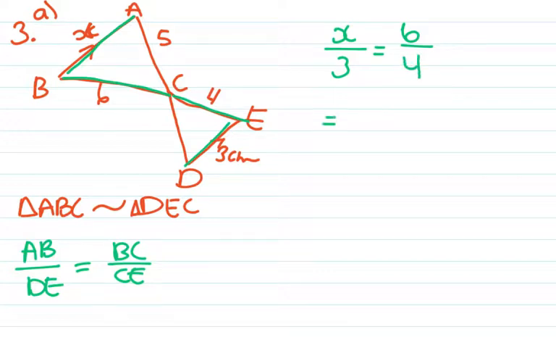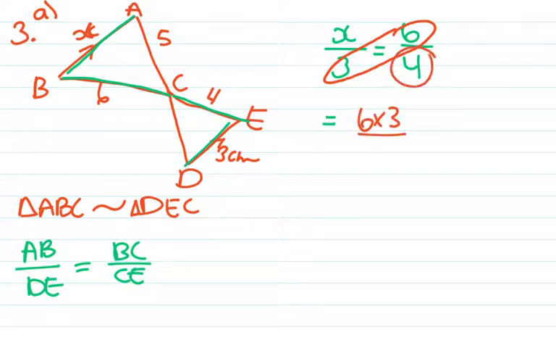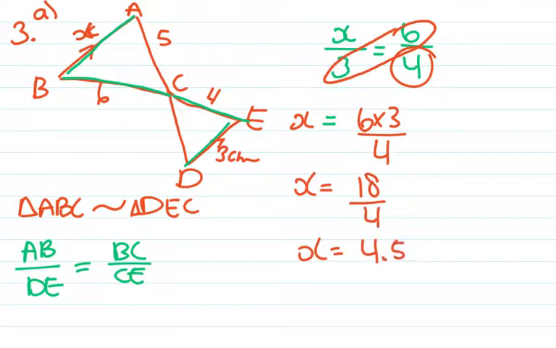Now to find a missing term in a ratio or a set of fractions, we cross multiply and divide. So we start by multiplying the two terms across from each other that we know, so 6 times 3. And then we divide by the remaining term, which is 4. And that means this whole thing will equal X. So X equals 6 times 3 is 18 divided by 4. 18 divided by 4 is 4.5. So that means the length of AB is 4.5.